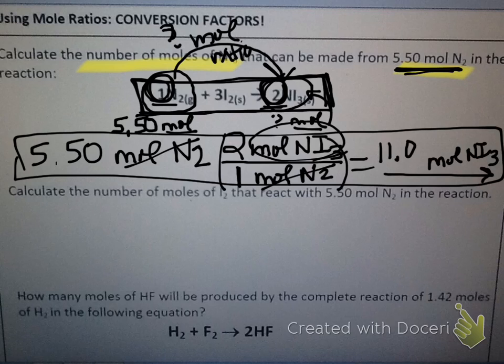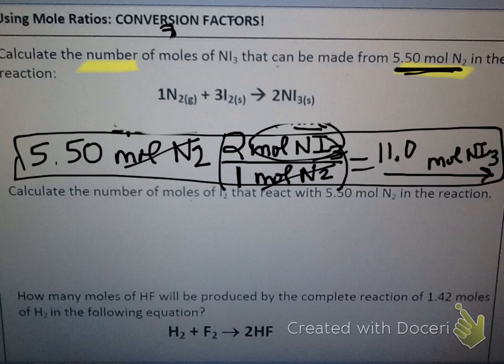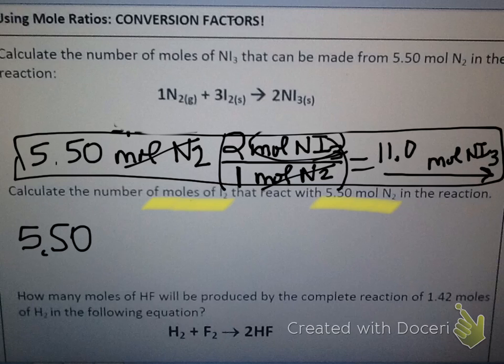It's going to use actually the same equation, so I'm going to erase this equation here. The next question says, calculate the number of moles of iodine that will react with 5.5 moles of nitrogen in that chemical reaction above. So now our given, once again, is 5.5 moles of nitrogen, but our unknown is moles of iodine. So we're going to start with what we're given. We're given 5.50 moles of nitrogen.